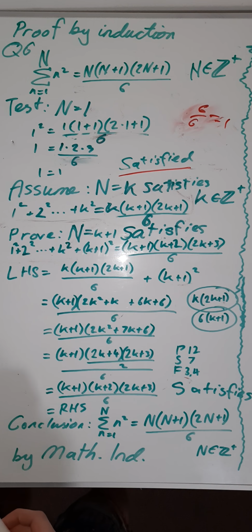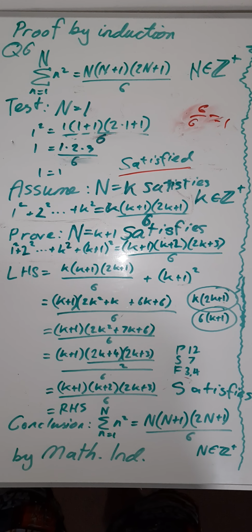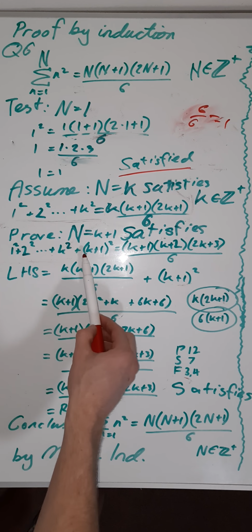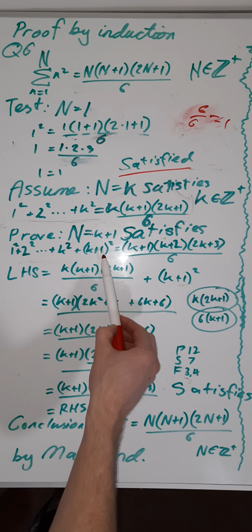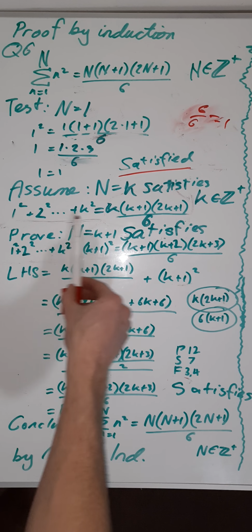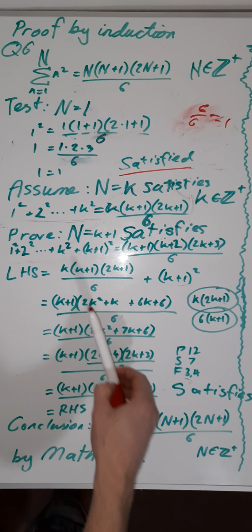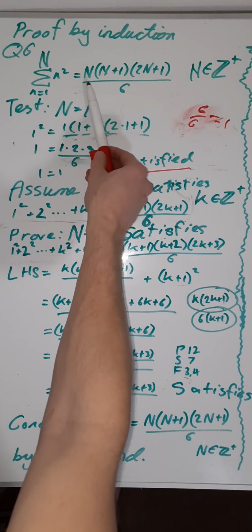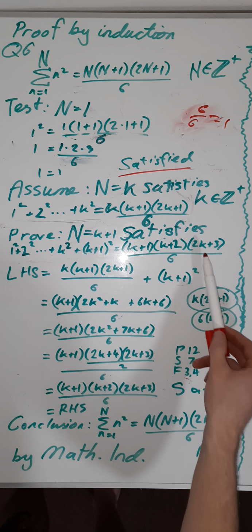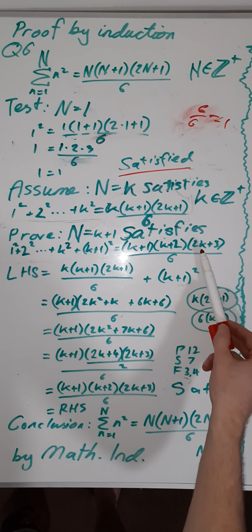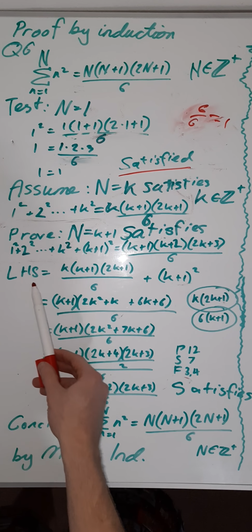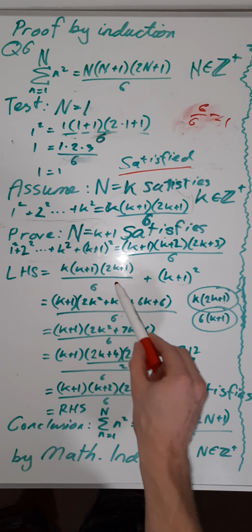The next step is to prove that capital N equals k plus 1 satisfies. So again, we have a sum, but it has one extra term, which is our k plus 1th term. So it's just one term longer, and includes the previous sum. And then we substitute k plus 1 in for n. So n becomes k plus 1, n plus 1 becomes k plus 2, and 2n plus 1 becomes 2k plus 3, all over 6. So our left-hand side equals this.